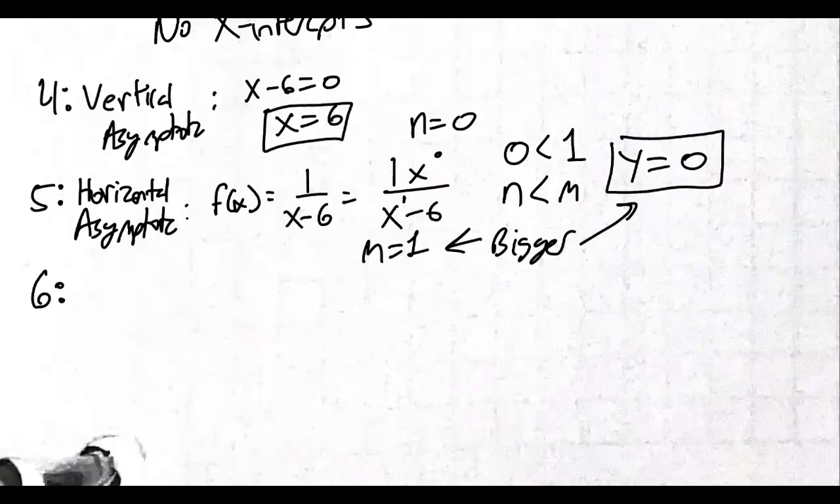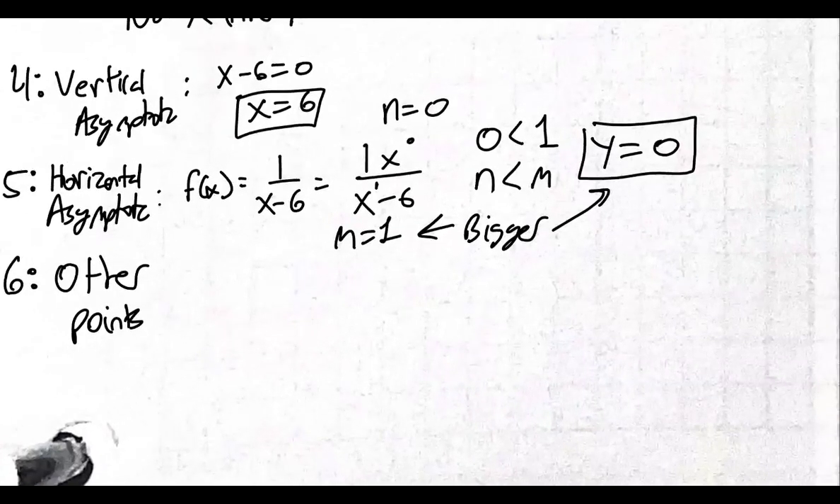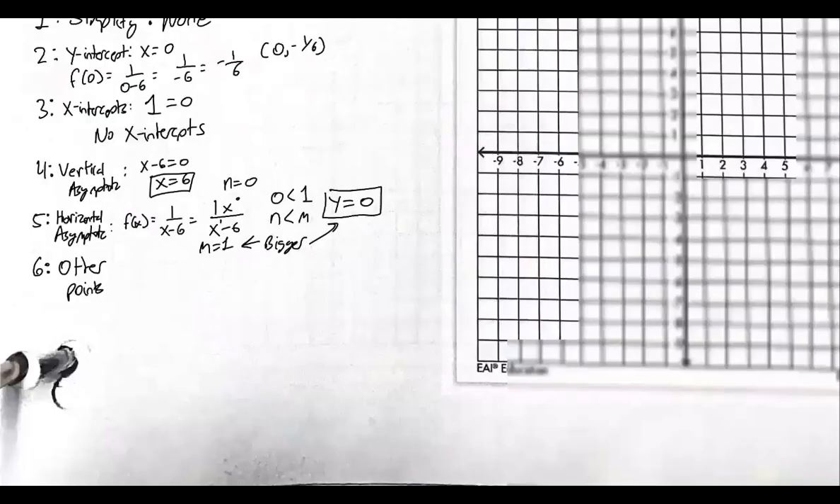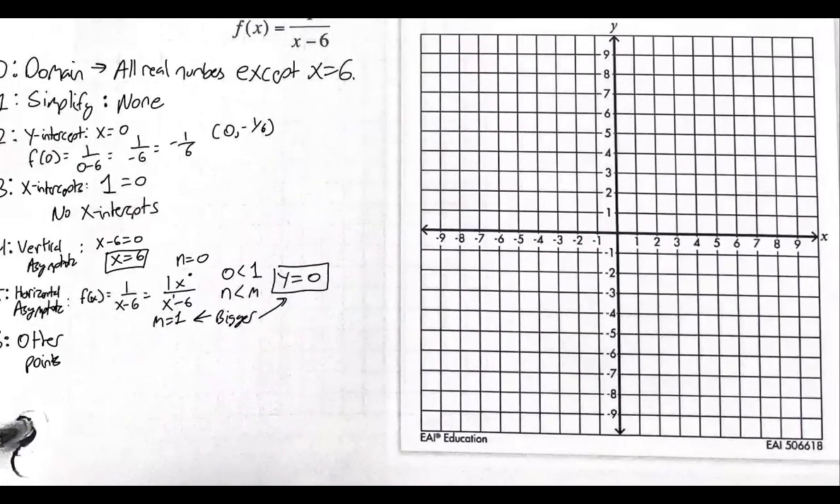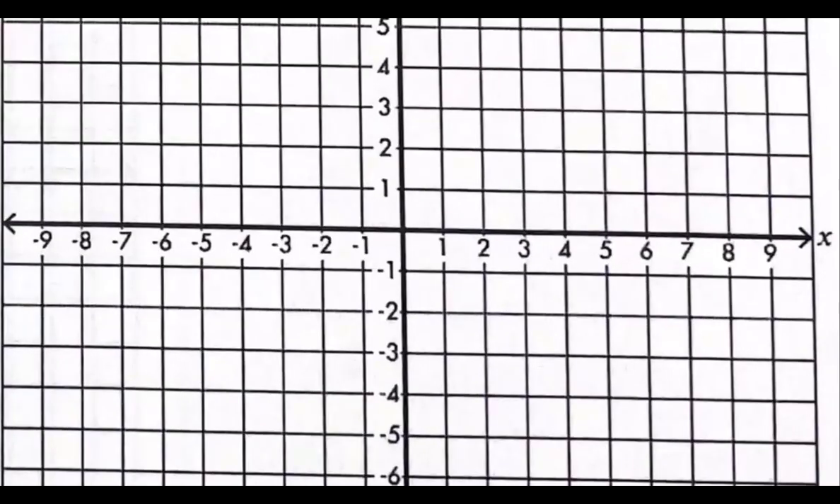All right, number 6. Plot other points. In this case, it wants you to plot other points. But before we actually do number 6, I kind of want to already graph it. So in this case, we have a y-intercept at 0, 1/6, so it's roughly right here. So we'll say that's 0, negative 1/6.